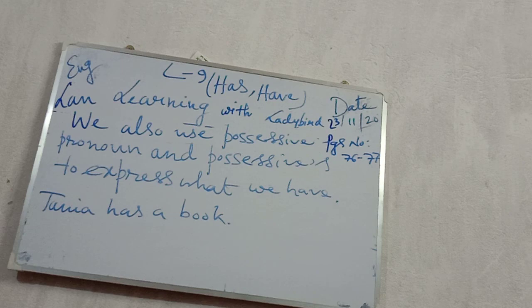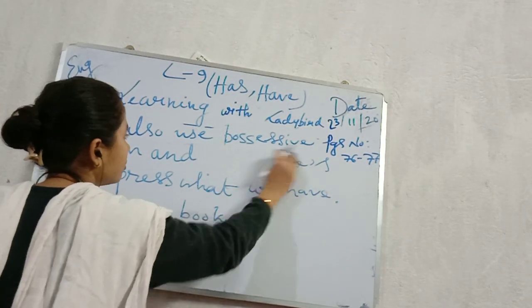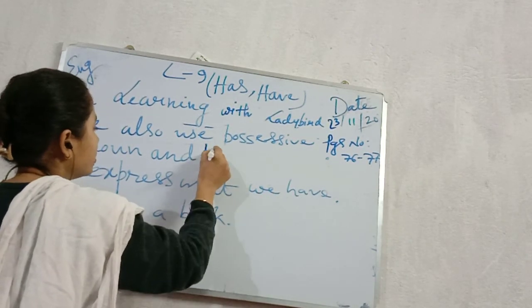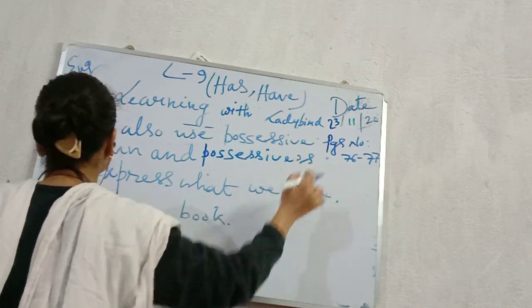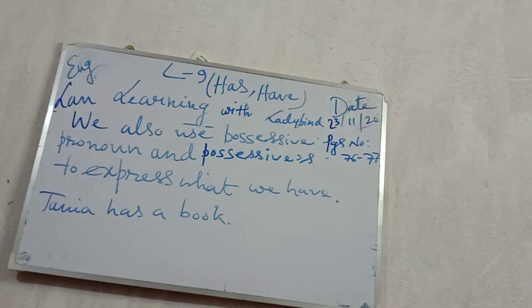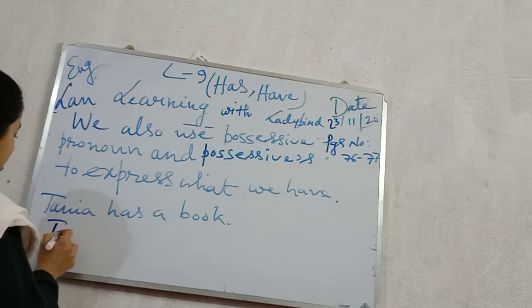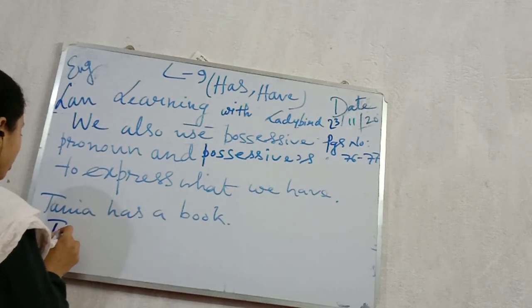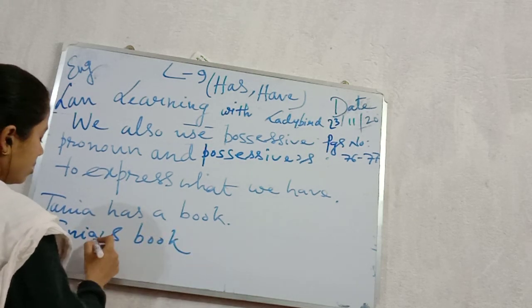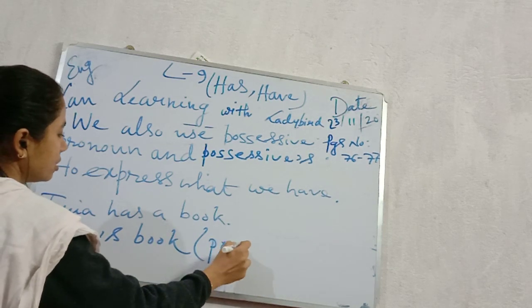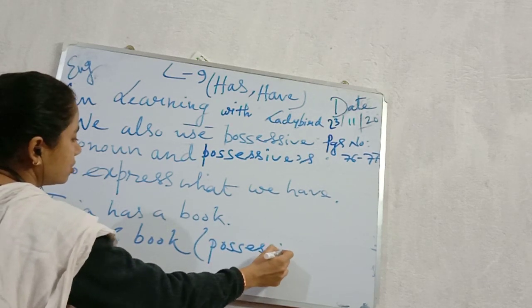Sorry, this word you may not be able to understand. Tania has a book. Then we can write it like this. Tania has a book means what? Tania's book. Tania's book. This is possessive. This is in possessive form.